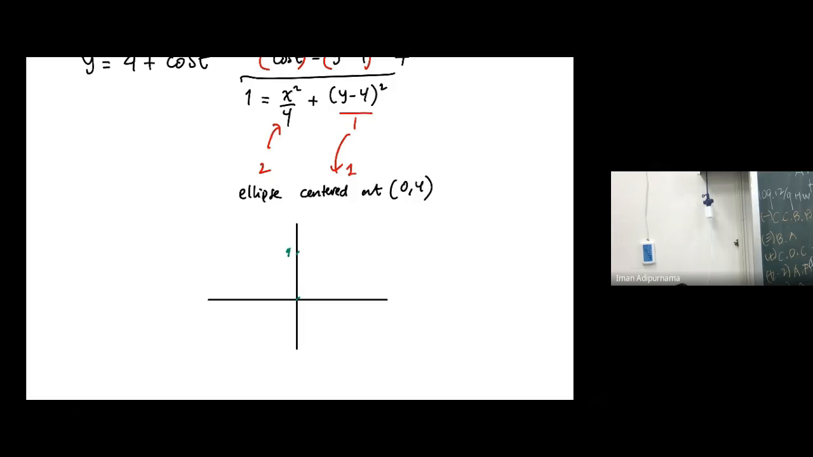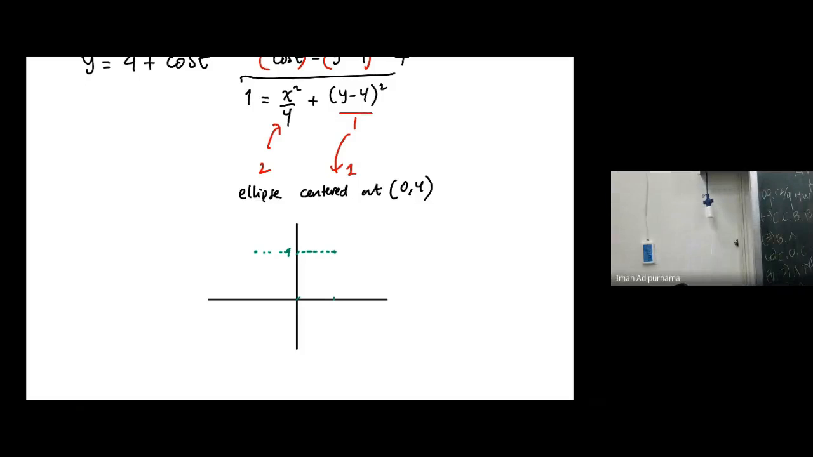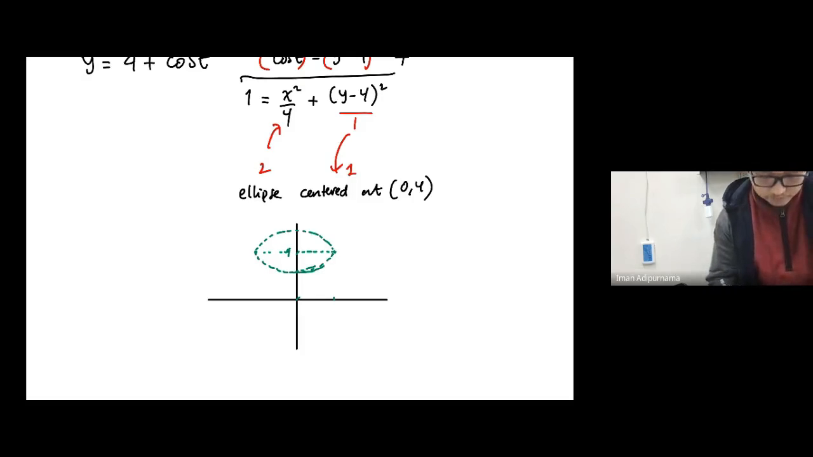In the x-axis, the length is 2, 2. So 4, the distance is 4. So maybe this 2 is here. And 2 is here. And the length of y is 1 here and 1 here. So if I drew the complete ellipse, okay, it will be like this.